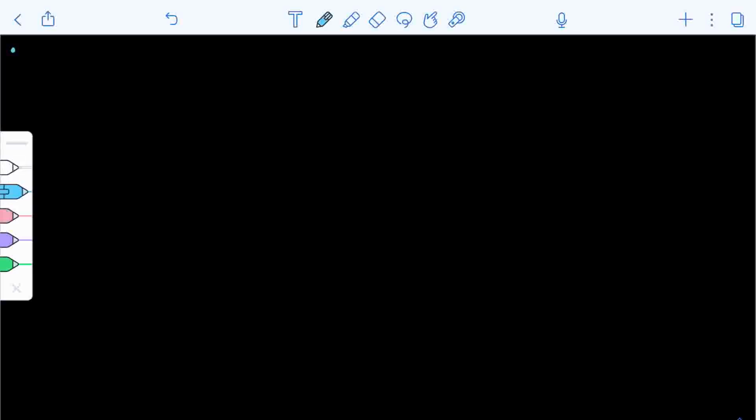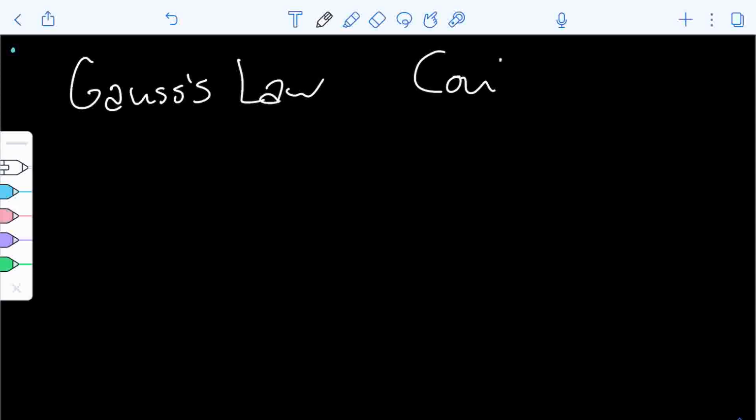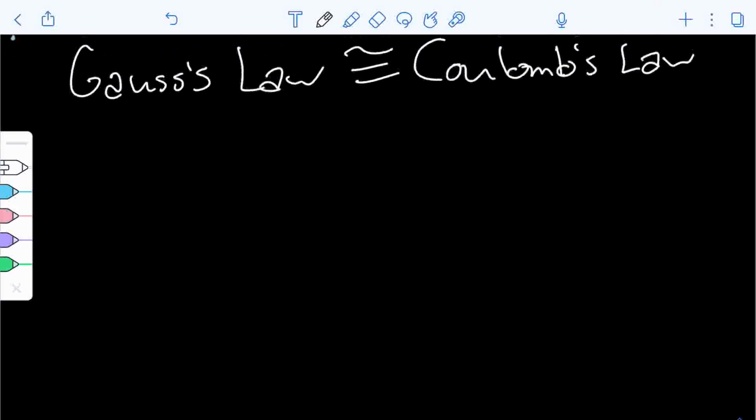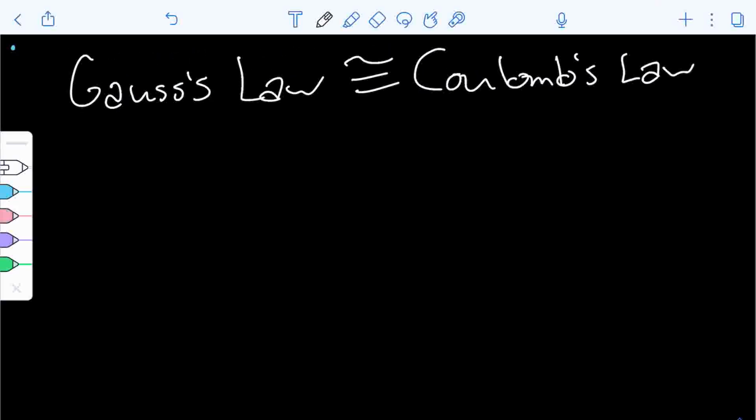Okay, so one last thing about Gauss's law before we finish with this video is that Gauss's law and Coulomb's law are actually equivalent. They're actually the same. And so we're going to show how we can derive Coulomb's law from Gauss's law, and it'll also be a good example of how we can use Gauss's law. So we're going to just derive Coulomb's law from Gauss's law using Gauss's law and also a bunch of symmetry.